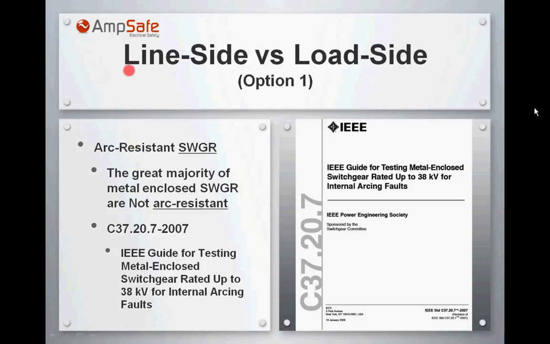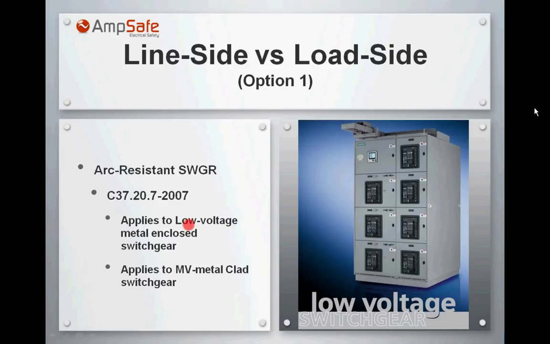Now, this IEEE standard is good for switchgear up to 38 kV, so it does include 600 volts. If you have low voltage metal enclosed switchgear that you want to test and certify as arc resistant, you can do it according to the standard because it applies to low voltage metal enclosed switchgear. And of course it applies to medium voltage metal clad switchgear as well.